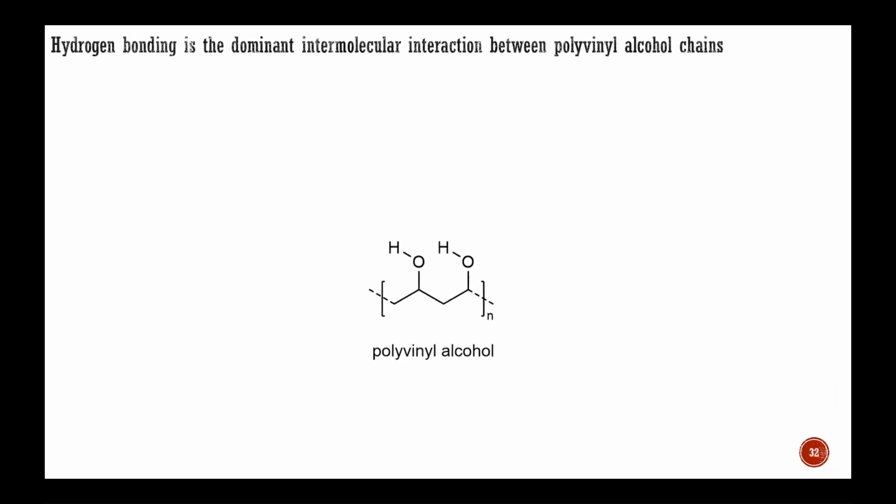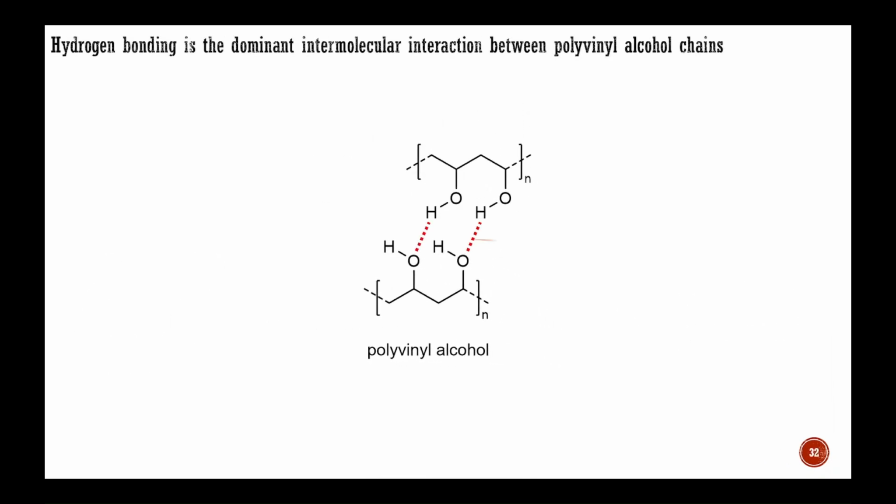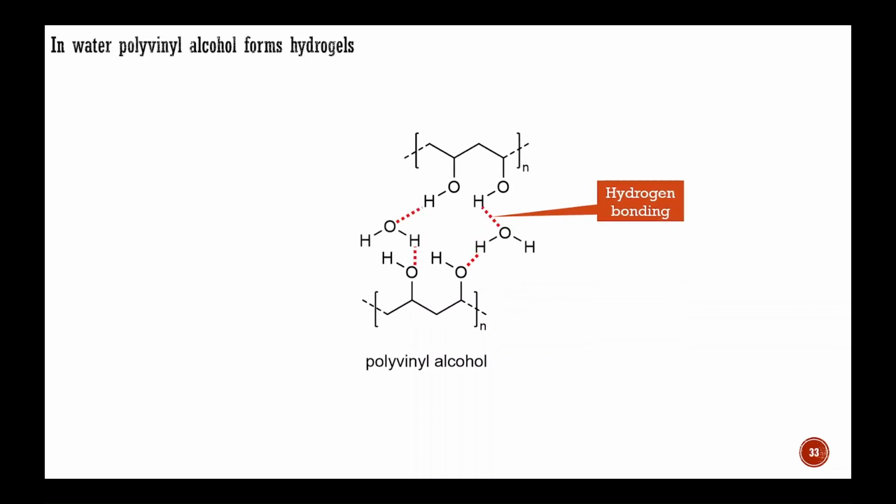Polyvinyl alcohol is a water-soluble polymer with numerous hydroxyl groups along its chain. These hydroxyl groups form strong hydrogen bonds with each other, helping to hold the polymer chains together. When polyvinyl alcohol comes into contact with water, such as tears on the eye, its hydroxyl groups form hydrogen bonds with water molecules. This interaction causes the polymer to swell and form a network known as a hydrogel.